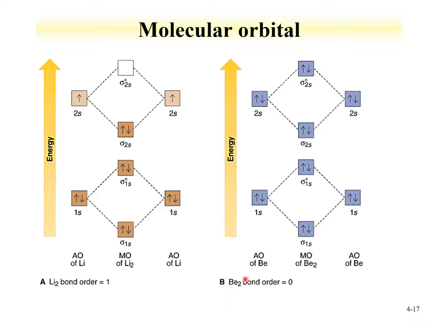Whereas for beryllium, we have a contribution of 4 electrons from each beryllium, so the 8 electrons are going to occupy 4 orbitals. We'll have an overall bond order of 0 because we'll have 2 bonding orbitals and 2 antibonding orbitals. And we see that the antibonding orbitals are higher in energy than the atomic orbitals, whereas the bonding orbitals are lower in energy.